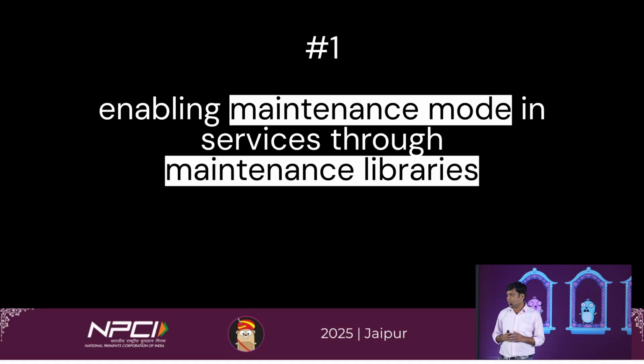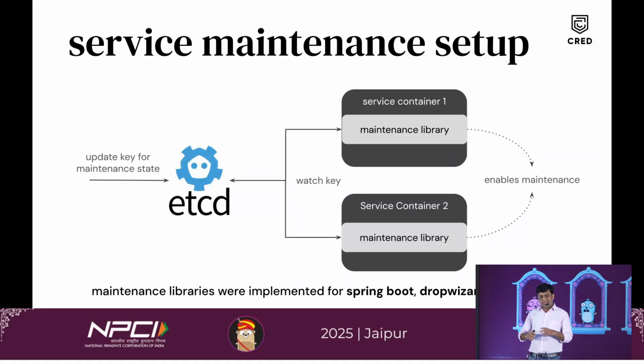So now I'll talk in detail about how these maintenance libraries actually work. This is how the overall setup looks. So we have, let's say, a particular service. That service could use a maintenance library to toggle the service into or out of maintenance, right? And these maintenance libraries listen to an etcd key for that particular service, through which this mode could be toggled, right? And we built these maintenance libraries in Java as well as Golang, because those are the predominant languages that we use.